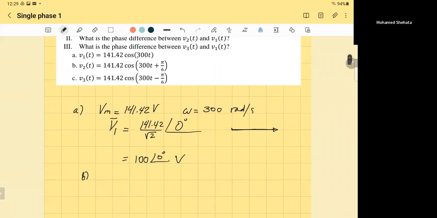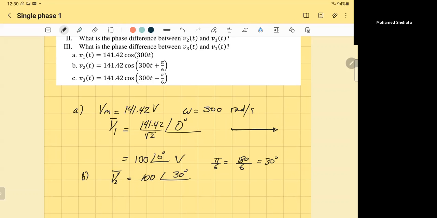The voltage V2 is the same magnitude, but shifted by pi over 6. So it's easy. You will say V2 is equal to the root mean square. We already did it, the same value, 100. But this time, the angle will be equal to pi over 6. You have two options. Either you express it in radians or degrees. If you are familiar with degrees, pi over 6 is equal to 180 over 6, which is 30 degrees.